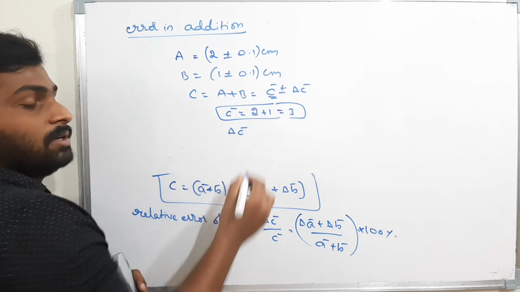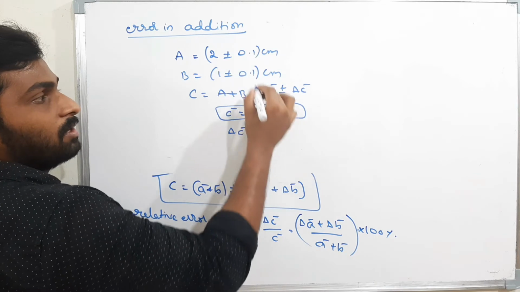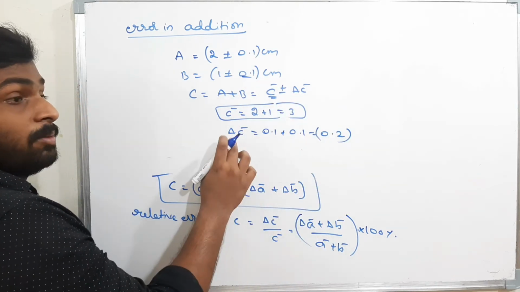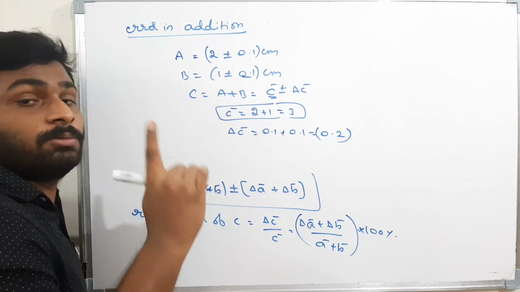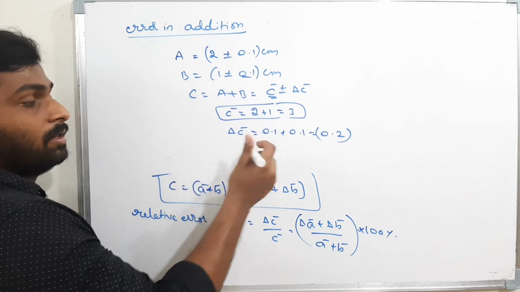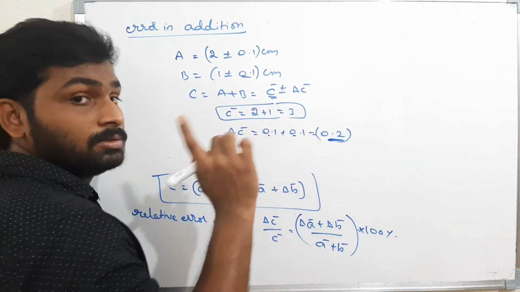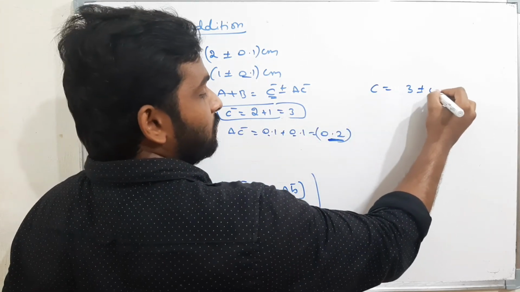Now they told to find the next one, delta C bar. Delta C bar I will get by simply adding the two errors, that is 0.1 plus 0.1, which is nothing but 0.2. Usually there are 4 cases, but among those 4 cases I am taking the one case that is the maximum error. The maximum error is possible only when both are taken as positive. Therefore positive, positive, so I am adding them. Therefore I got the error as 0.2. Therefore I will present C is equal to 3 plus or minus 0.2.